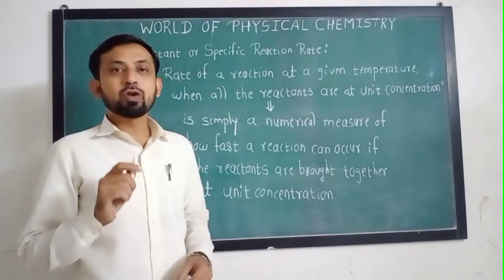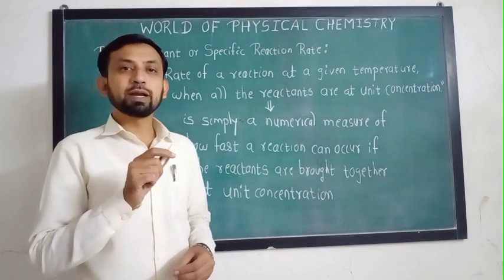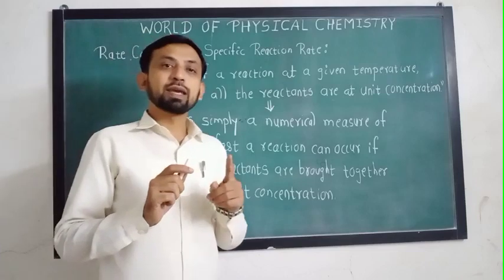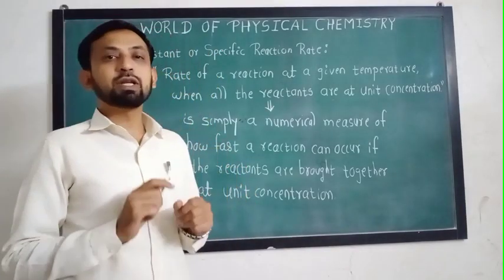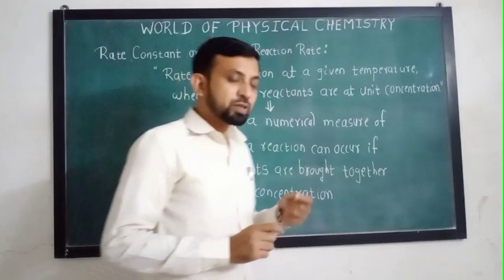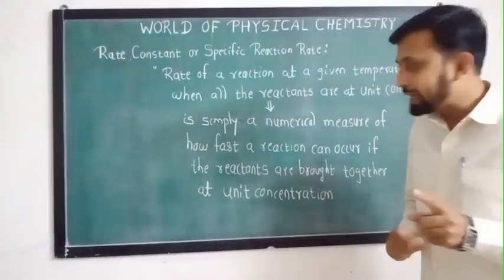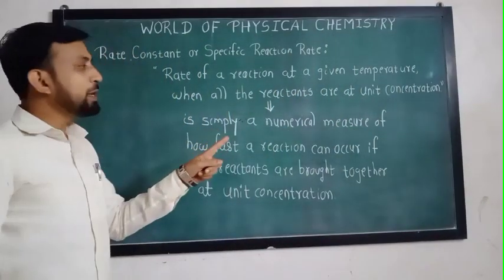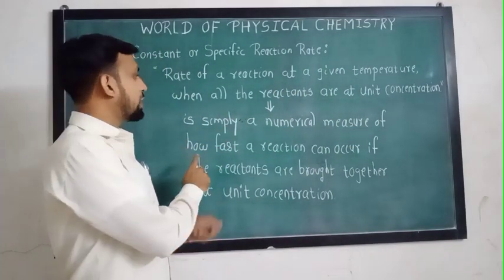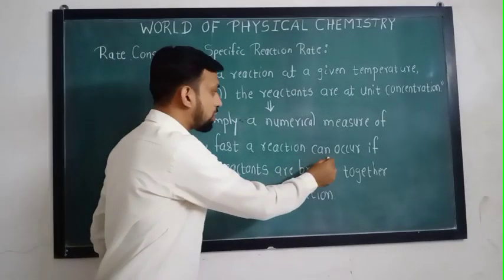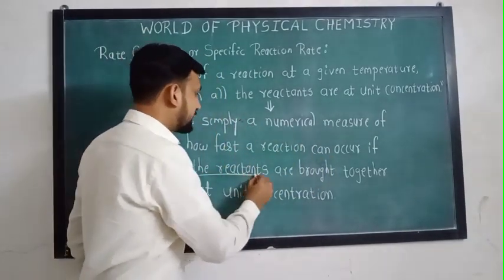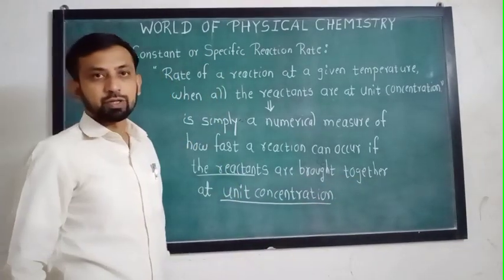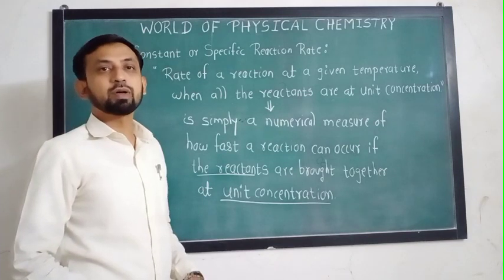One should be careful not to confuse the concept of rate of reaction and rate constant of a chemical reaction. Rate of a reaction is nothing but the change in concentration of reactant or product with respect to time, while the rate constant of a chemical reaction is simply a numerical measure of how fast a reaction can occur if the reactants are brought together at unit concentration. This is all about the concept of rate constant.